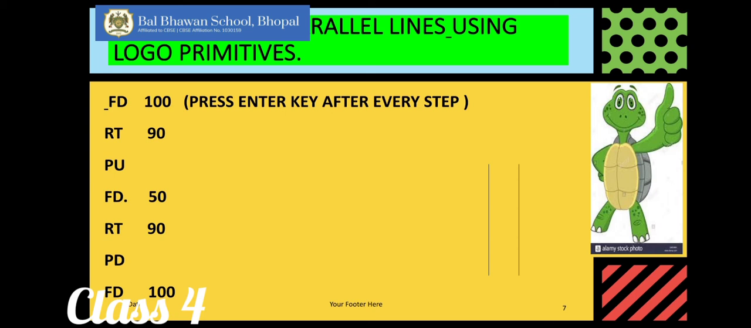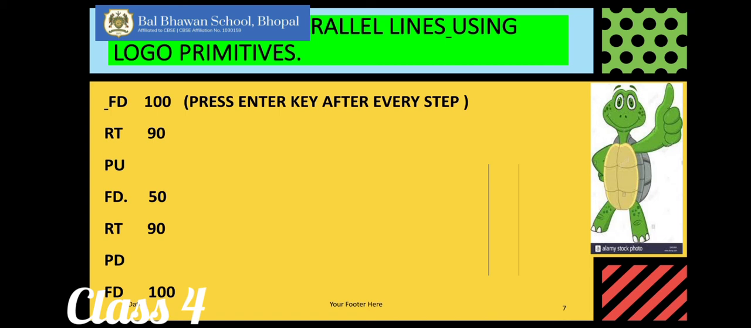For drawing a straight line, you all know you have to type FD 100. Once you have drawn a straight line, you need to turn the turtle towards the right direction. For that, we will be typing RT 90. Now, you can see the gap between the two lines. That means the turtle has drawn an invisible line over here.